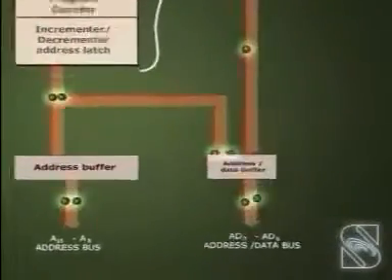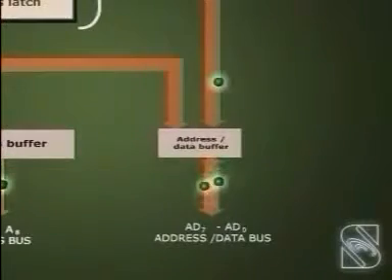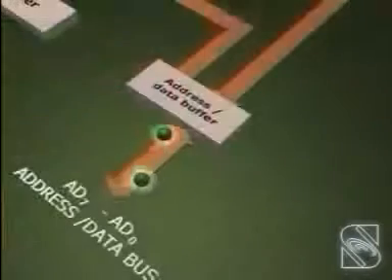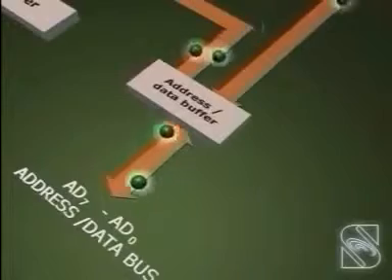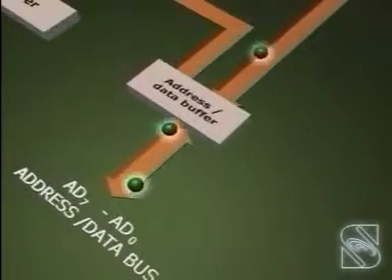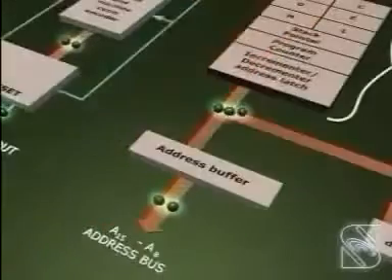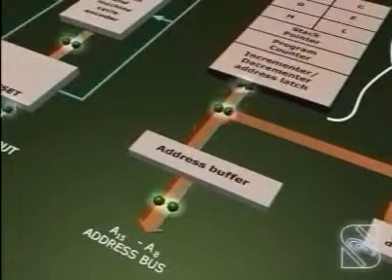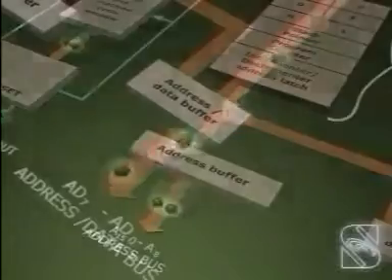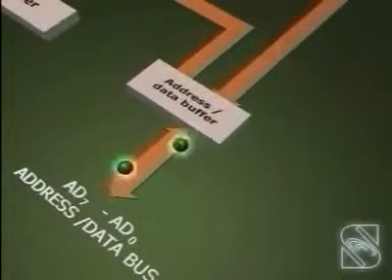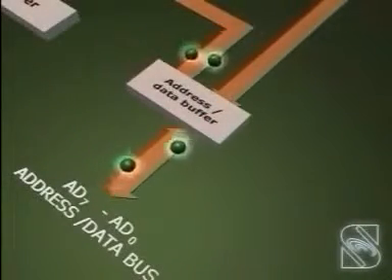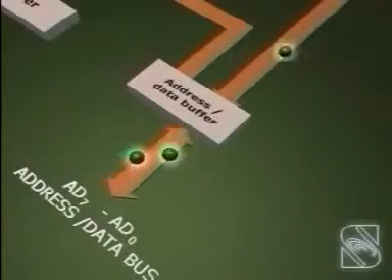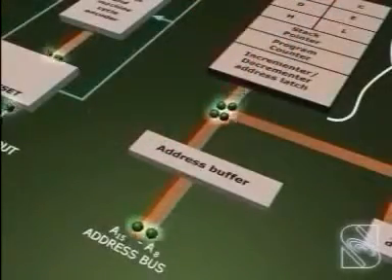Address buffer and address data buffer. The contents of the stack pointer or program counter can be loaded into the address buffer and address data buffer. The output of these buffers then drives the external address bus and address data bus. Memory and I/O chips are connected to these buses. In this way, the CPU can send the address of desired data to the memory or I/O chips.